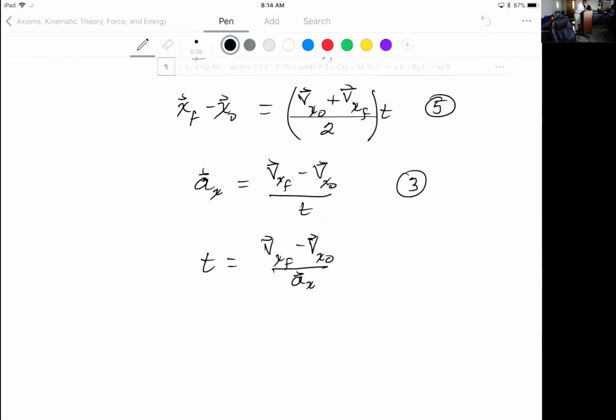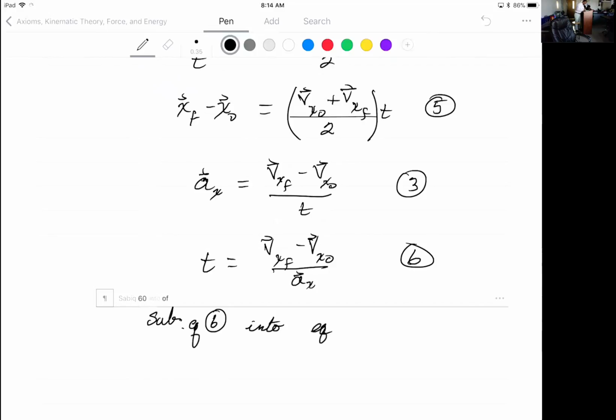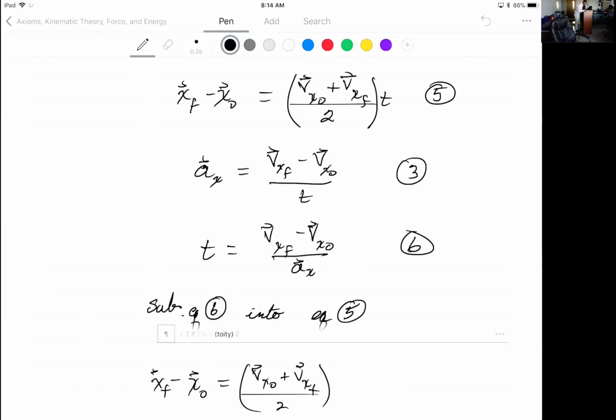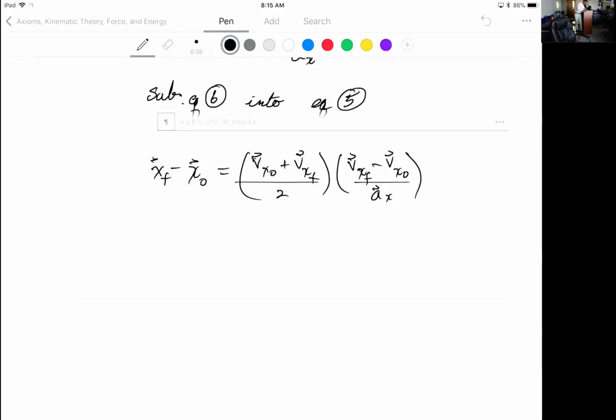So once I do that, I'm just going to substitute this into 5. So let me just call this one number 6. So I'm going to substitute 6 into 5 to remove time. And what we end up with is the following: xf minus x initial equals, and now since t is there, I'm just going to multiply this by vxf minus vx initial over ax. So all I did there was substitute in. So I substituted equation 6 into 5.